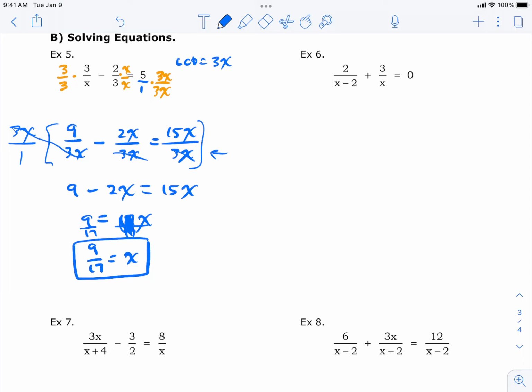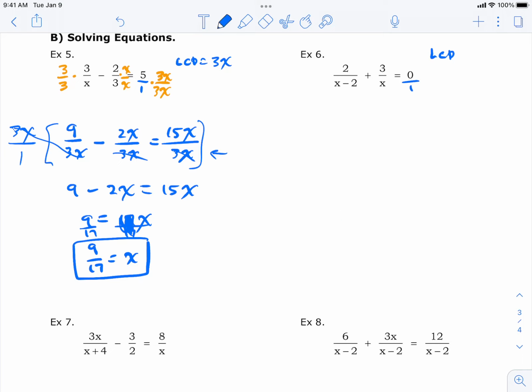Okay, let's look at this one. What's my LCD going to be here? Well, I guess you could say the 0 is like a 0 over 1, right? 0 over anything, really, these are all equal to 0. What you can't do is put a 0 on the bottom. That's undefined. You can't have 1 over 0, you can't have 2 over 0, you can't have any of these things. You can't have a 0 on the bottom. But a 0 on the top, no problem.